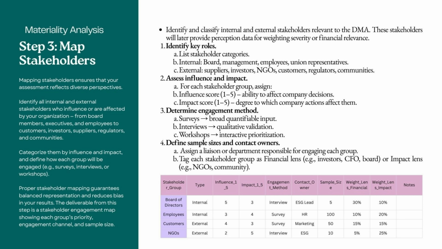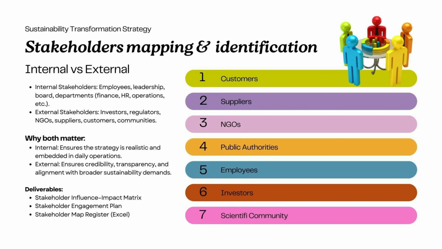Building on the stakeholder mapping step, this slide shows how stakeholders are grouped and organized in practice by distinguishing between internal and external stakeholders. Internal stakeholders include employees, leadership, the board, and key departments such as finance, human resources, and operations. These groups are directly involved in decision-making and execution, and their input helps ensure that materiality outcomes are grounded in operational reality. External stakeholders include investors, regulators, non-governmental organizations, suppliers, customers, and communities.